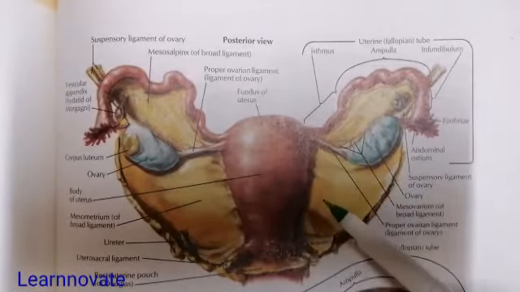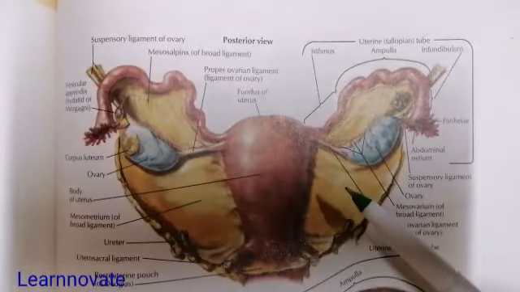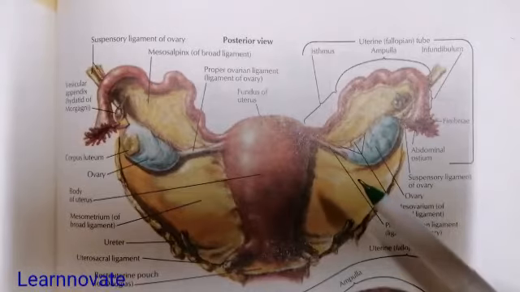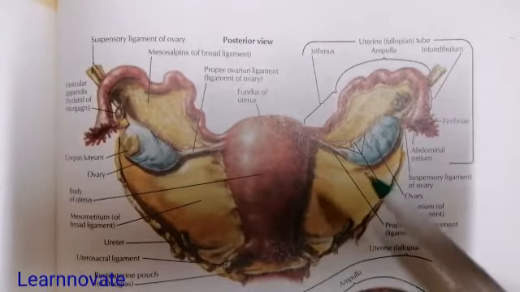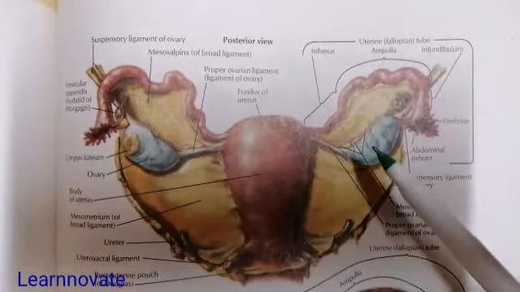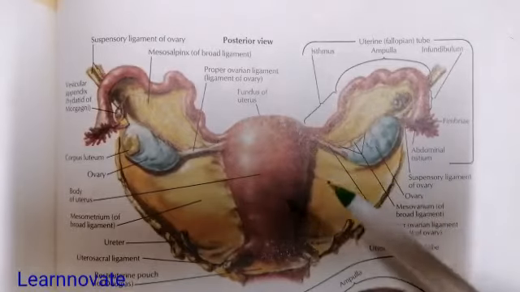So these are the three layers of the broad ligament, and this whole broad ligament supports the uterus and protects the uterus from any injury, and it attaches the other organs, that is the ovary and uterine tube, to the uterus.